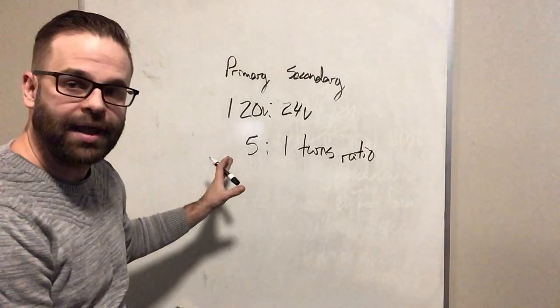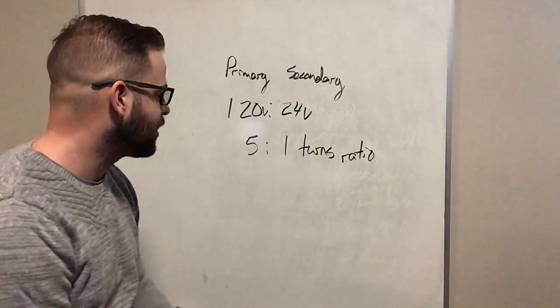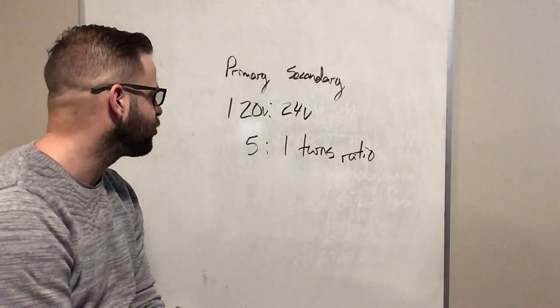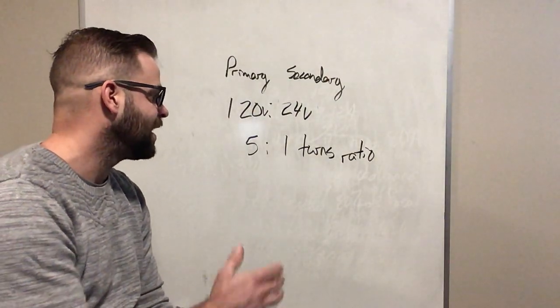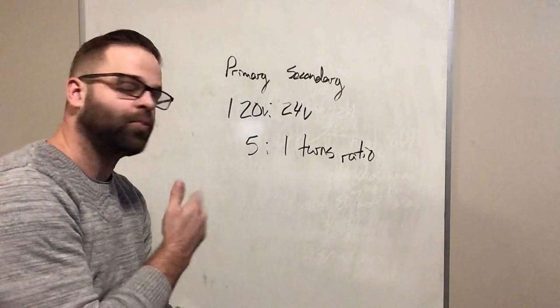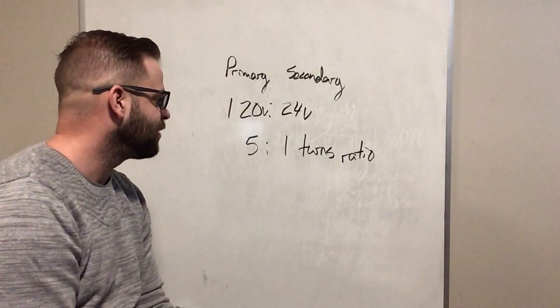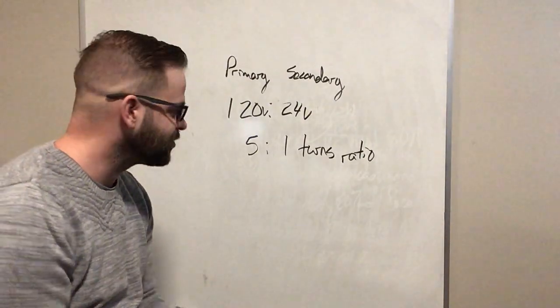So this would be a step down transformer. Anytime you have a higher voltage going to a lower voltage, it's a step down transformer. If it started as 24 volts and went up to 120 volts, then that would mean that it is a step up transformer.